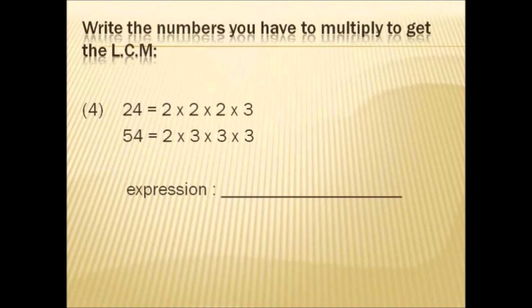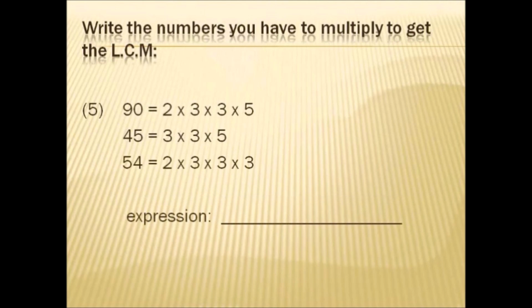Number 4, 24. The prime factorization is done. 54, the prime factorization is done. What are the prime factors you're looking at? 2 and 3, only 2 and 3. So what would you use for the 2 to multiply by the 3? And what are you going to use for the 3? Put that in as the expression you would use to find the LCM using those prime factors.